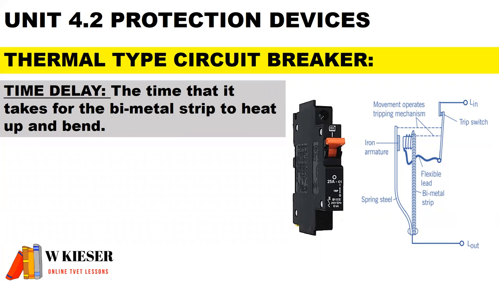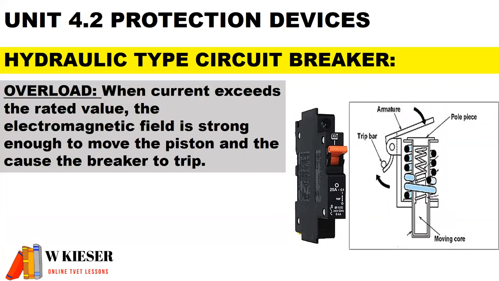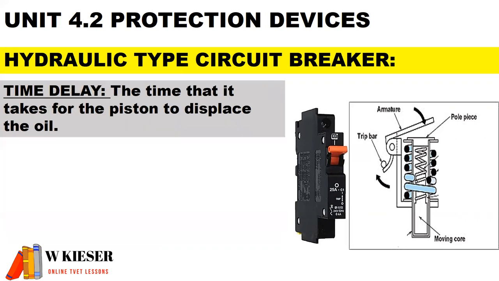In terms of time delay with regards to the thermal type, it is the time that it takes for the bimetal strip to heat up and bend. For the hydraulic type circuit breaker, which will not be influenced by external temperature, when current exceeds the rated value, the electromagnetic field is strong enough to move the piston and cause the breaker to trip. Under short circuit conditions, movement of the piston is quick and trips the breaker immediately. With regards to time delay, it is the time that it takes for the piston to displace the oil.